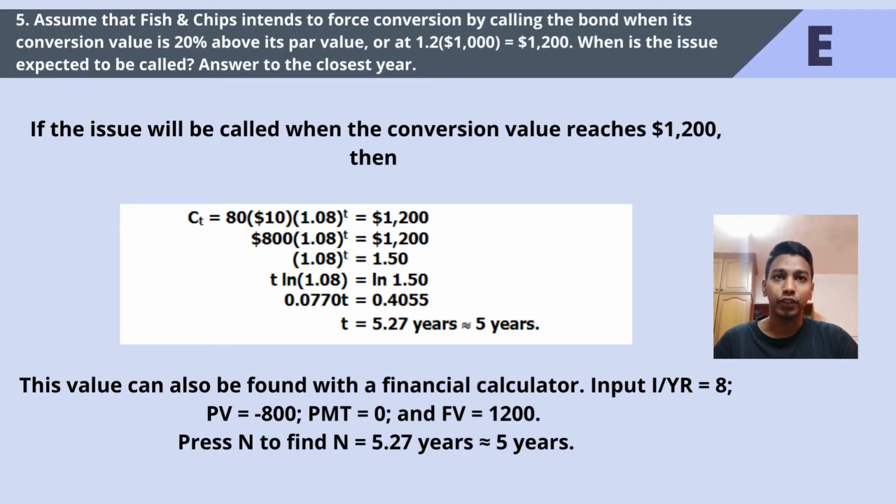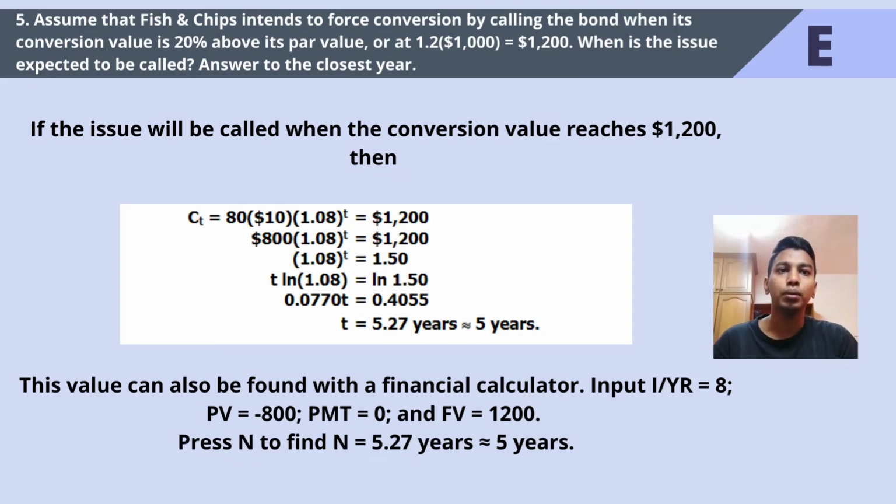additional value. Number 5. Assume that Fish and Chips intends to force conversion by calling the bond when its conversion value is 20% above the par value, or at 1.2 times $1,000 equal to $1,200. When is the issue expected to be called? Answer to the closest year. If the issue will be called when the conversion value reaches $1,200, then C_t equal to 80 times $10 times 1.08 to the power t equal to $1,200. We need to find t, and we will get t is 5.27 years, equal to 5 years.